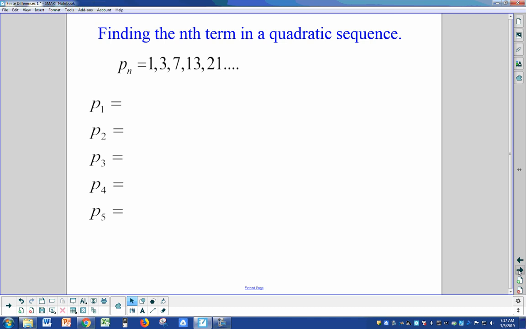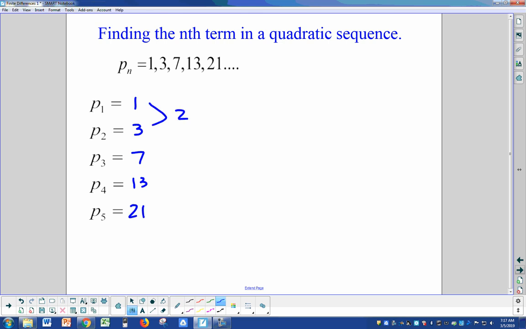So now I have a quadratic sequence. Now I am convinced that it's a quadratic sequence only when I do the finite differences. So let me write this out sideways. It helps me a little bit better to write it this way. 1, 3, 7, 13, and 21. And let's do some finite differences here.